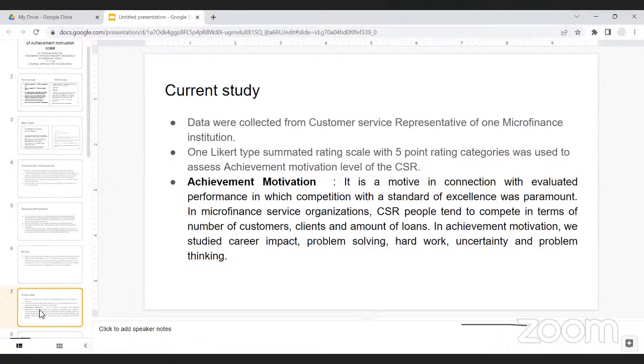Therefore, we conducted focus group discussion with the CSR. We administered DAP. You know DAP, draw a person test? Yes, sir. So we administered the draw a person test, and then I studied their personality pattern. It is not that I collected some achievement motivation test from some source and administered it. That is not the function of applied psychometrics.